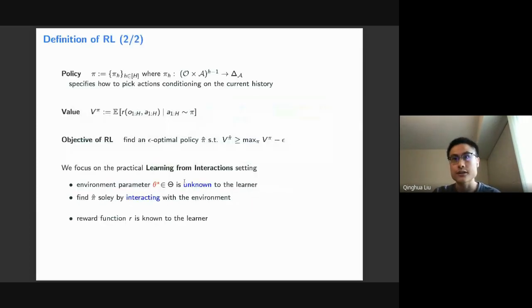Any question about the setting of reinforcement learning? By the way, if you have any questions, feel free to interrupt me and I'll post it in the chat.